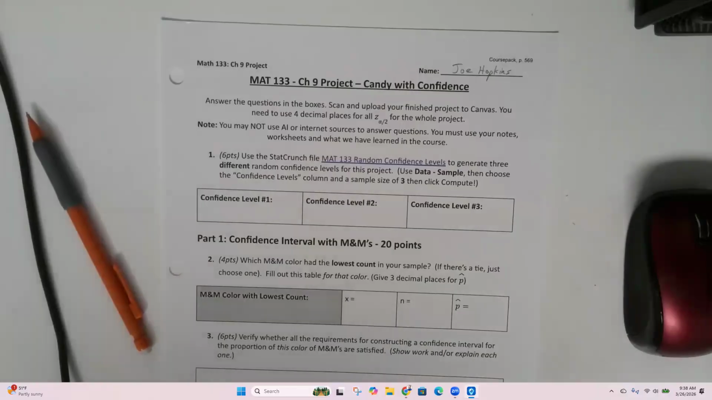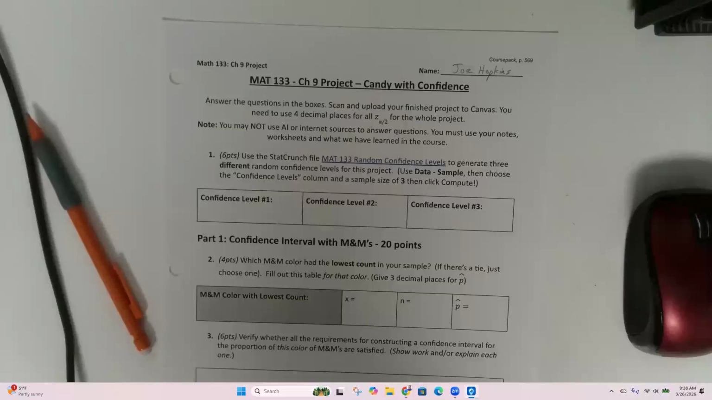We could do the same confidence interval building for means, like if I was measuring the average height of people or people's average age. But for M&Ms, and for all of the projects that we're going to be doing for the rest of the semester, we're going to be focused on proportions. All right, anyway, let's jump into this.